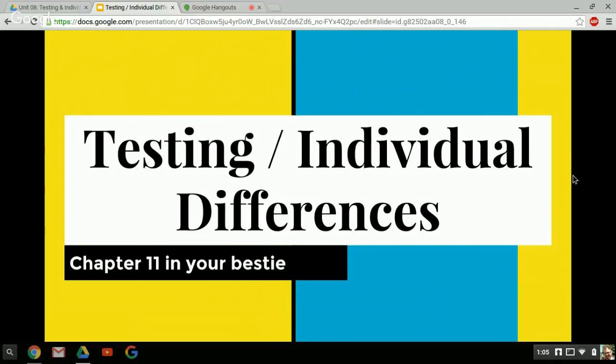So this unit, this week, we are focusing on testing and individual differences, which is what your best friend calls it. Another way to think about this is intelligence. It's about how we measure who is smart and who is not. That is what we are working on this week.